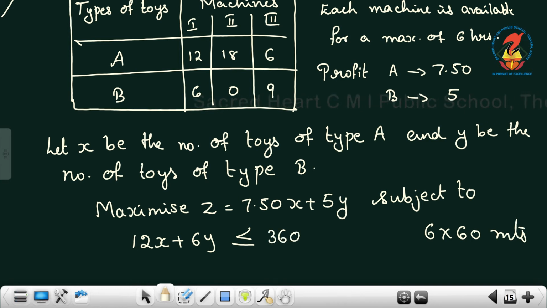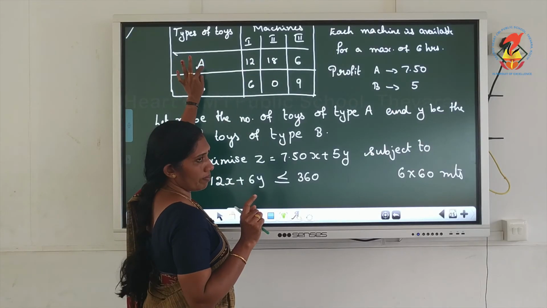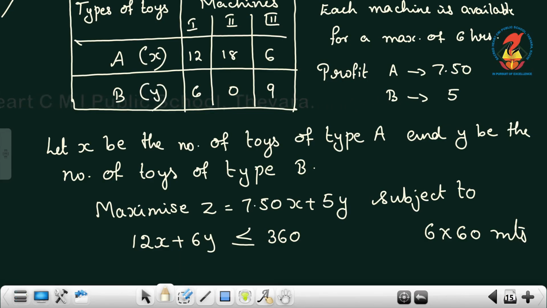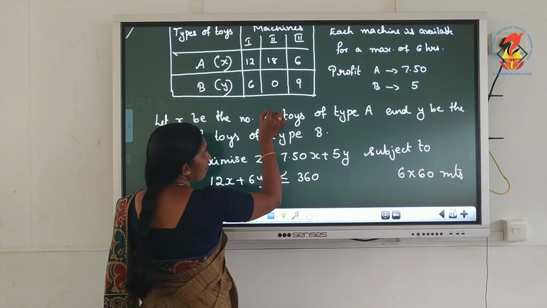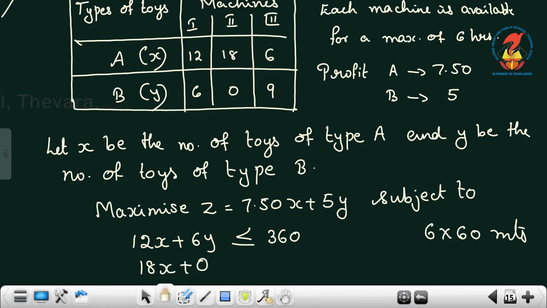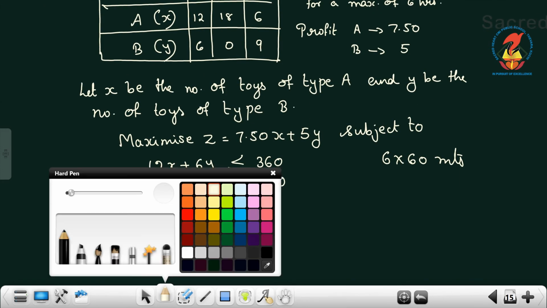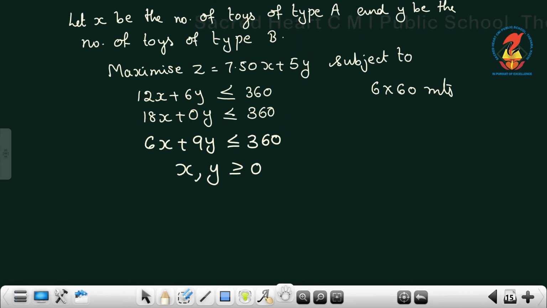Then write the second one, 18. A means the first type of toy. There are x number of toys here, and y number of toys here. So 18 into x plus 0 into y, 18x plus 0y. Machine 2 is available for 360 minutes. Now the third one, 6x plus 9y, that is also less than or equal to 360, and we have to write non-negative constraints.